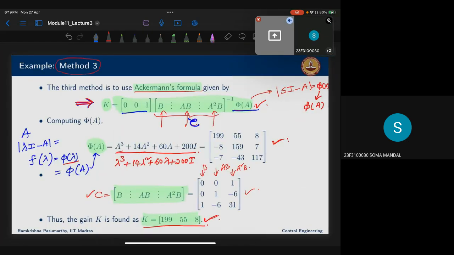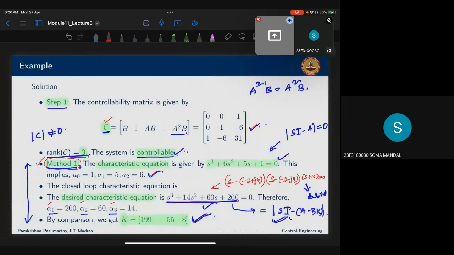Okay. So this method is called the pole placement technique. Basically what we are doing, the first step is you need to check the controllability. Controllability means write down the controllability matrix and check its rank condition. So rank of C, if it is equal to n, then only you can go for the pole placement technique.